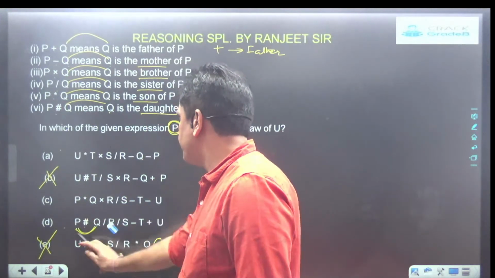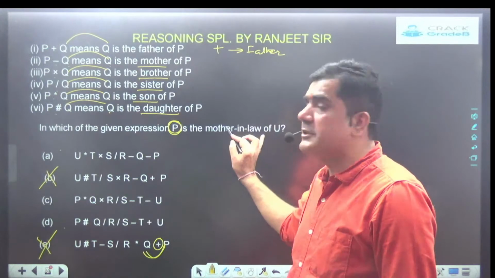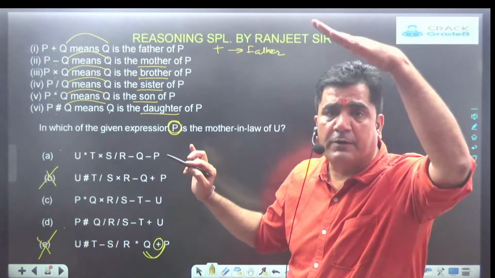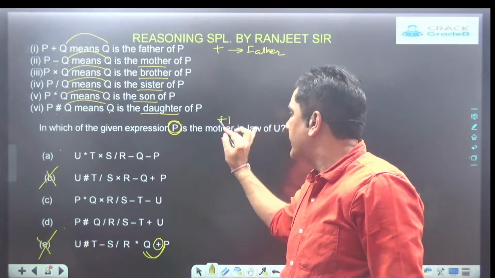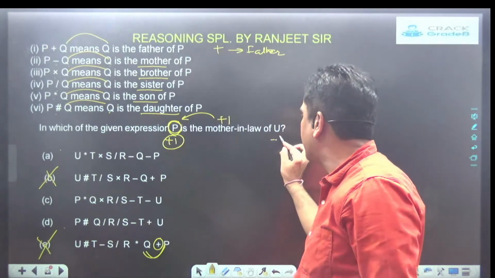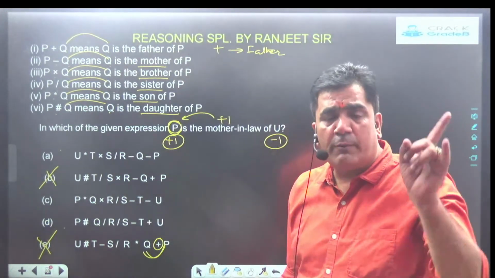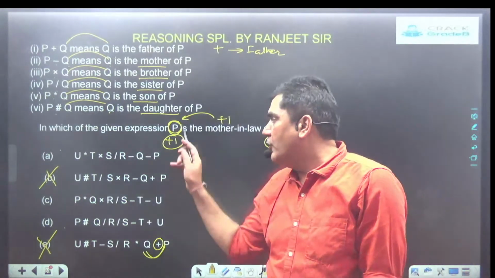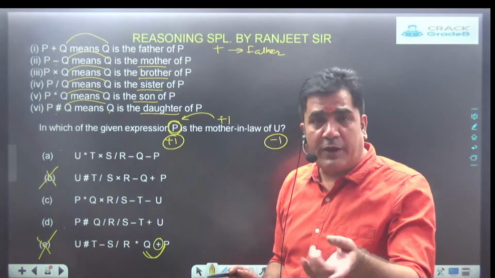They have given P is the mother-in-law of U. So mother-in-law means what? Mother-in-law is one generation above. So I will say mother-in-law stands for plus 1. So the value of P must come out plus 1 and U must be minus 1. Out of these options, that option will be my answer where the value of P comes out to be plus 1 and U comes out to be minus 1. How to find out plus 1, minus 1?